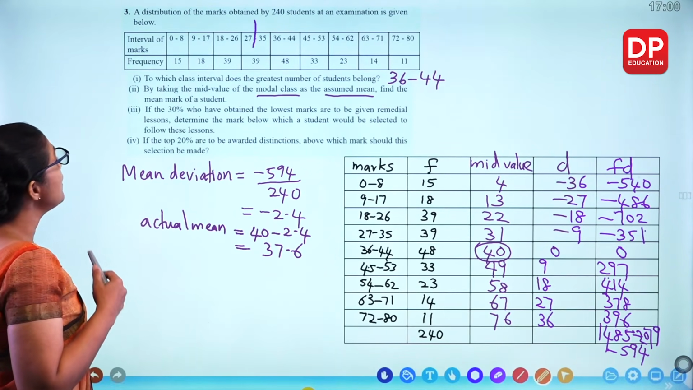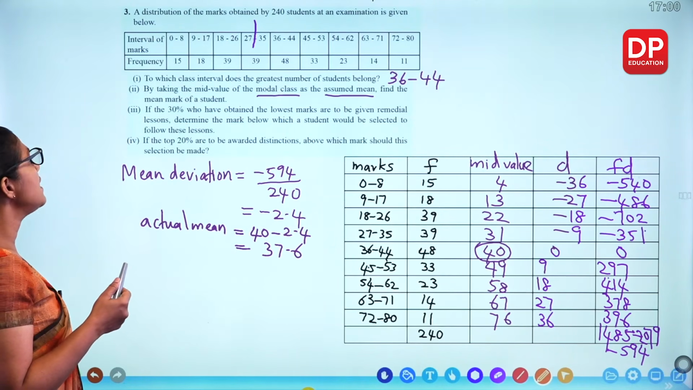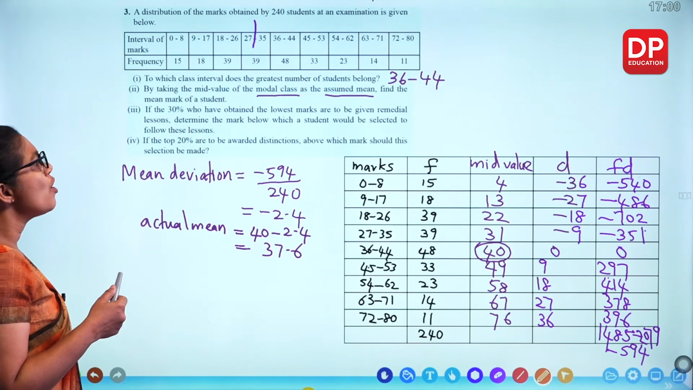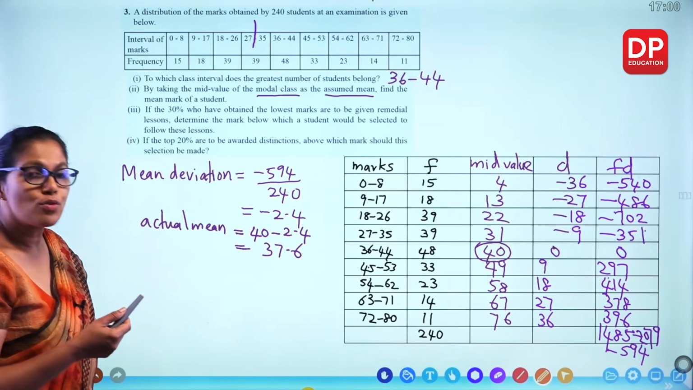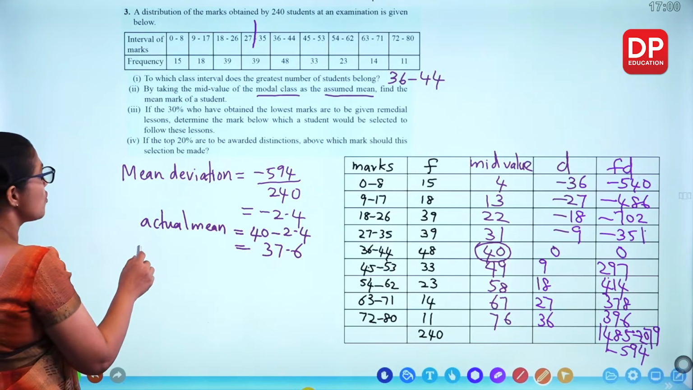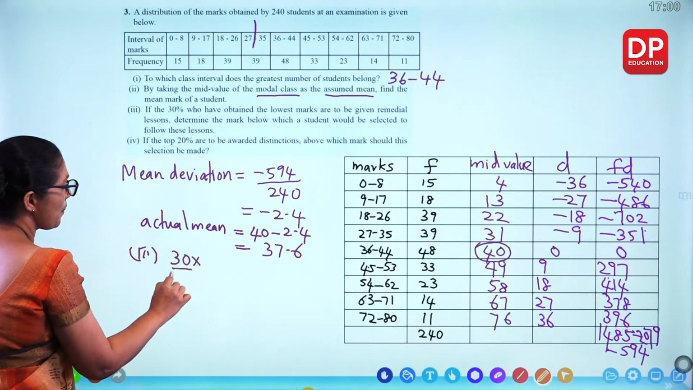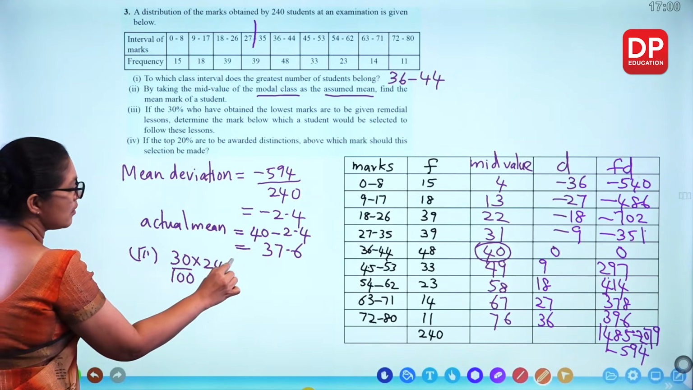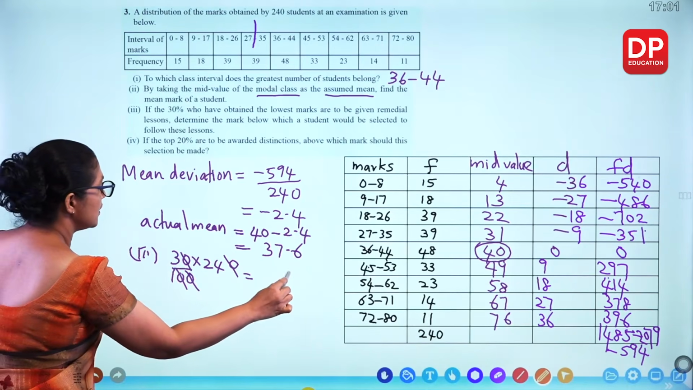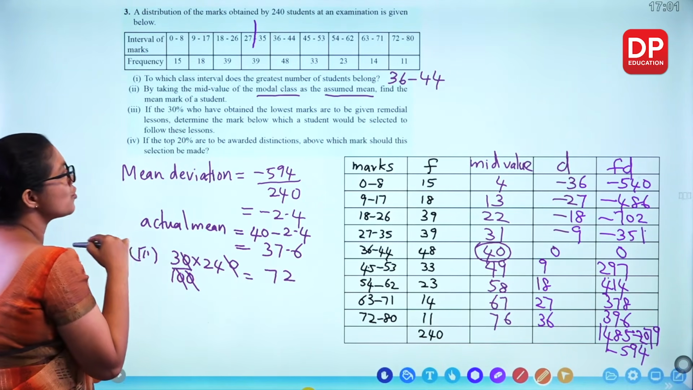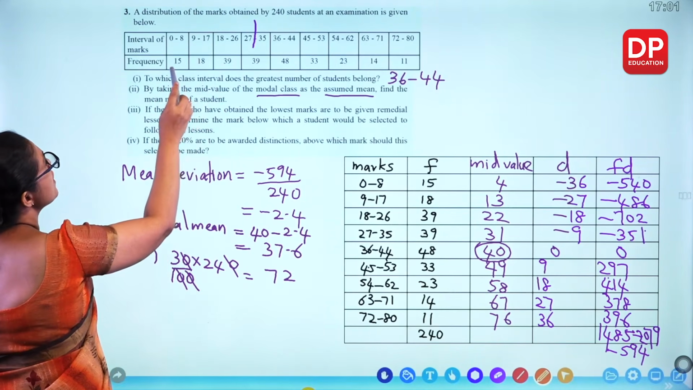Third part, if the 30% of students who have obtained the lowest marks are to be given remedial lessons, determine the mark below which a student would be selected to follow this lesson. So altogether 240 students. So 30% of that, what's the value? You get 72 students.